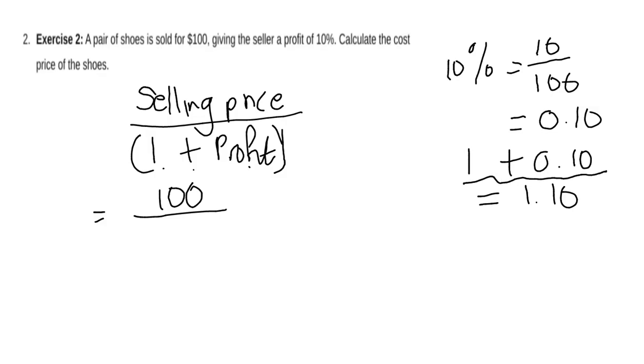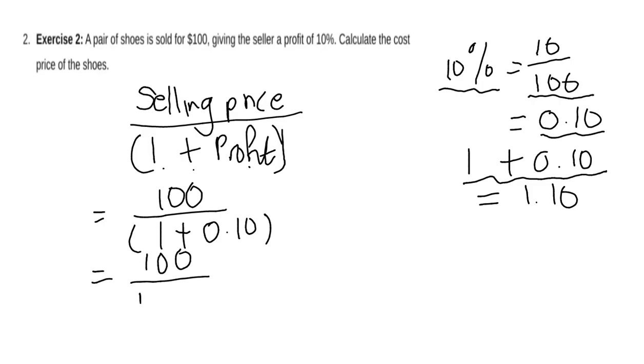Then we divide it by 1 plus your profit, which is given here. Keep it in your mind that there are different ways in which your 10% is expressed. It can be expressed in this way, and in this way. Then when we add your 1 plus your 10%, which is 0.10, we get 100 over 1.10. And then our cost price gives us 90.91.